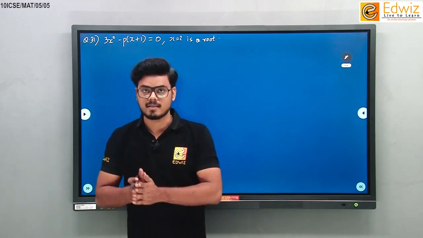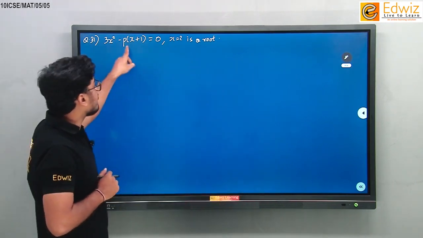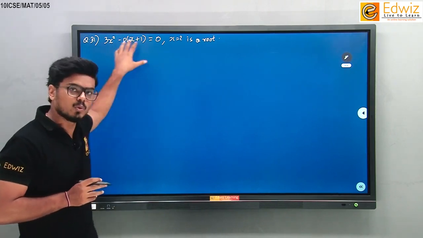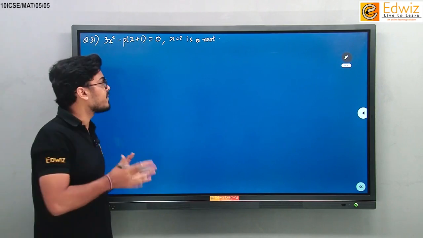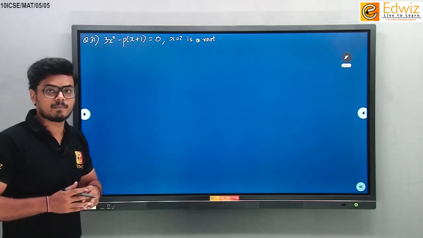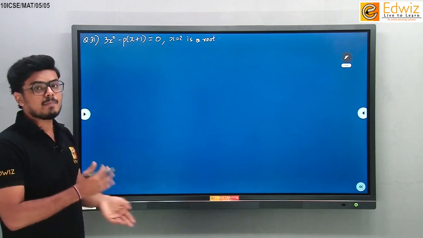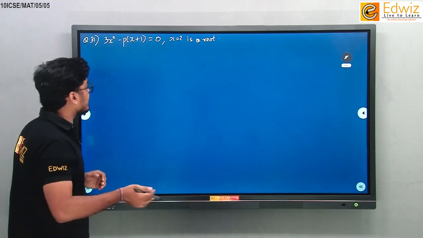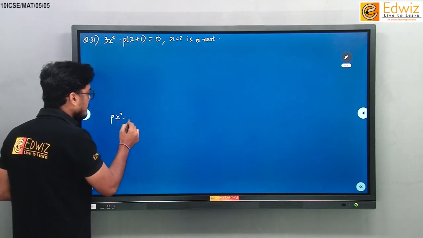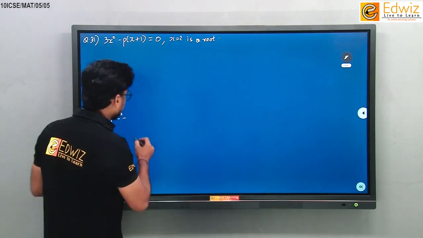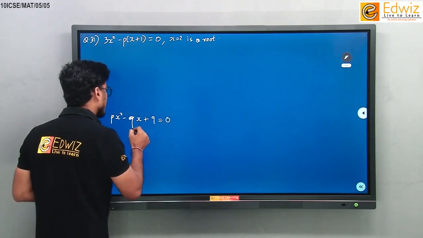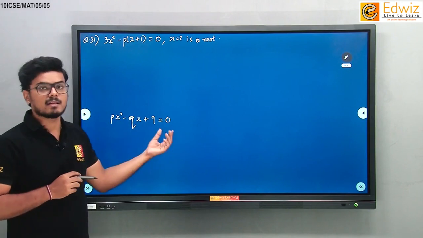So there are two things here. One, this is the equation given to you and they have told you that x equal to 2 is a root of this equation. How will this information help us? Using this information we can find the value of p. And there is a second part of the question where they have given us another equation, that is px square minus qx plus 9 equal to 0.